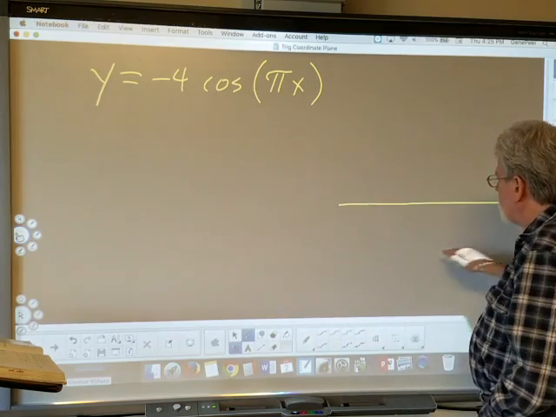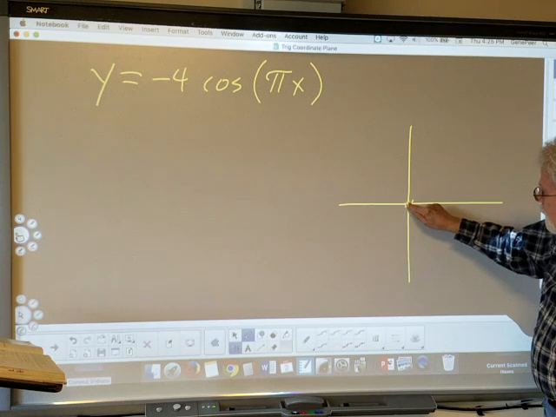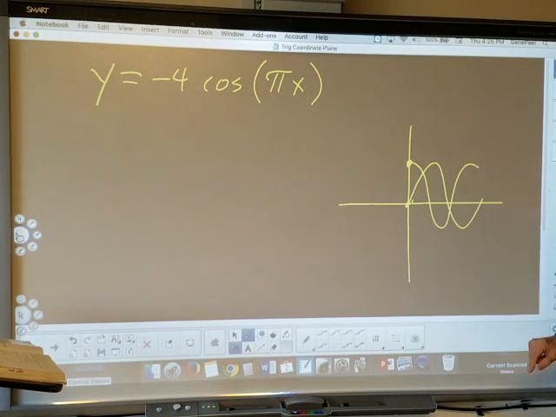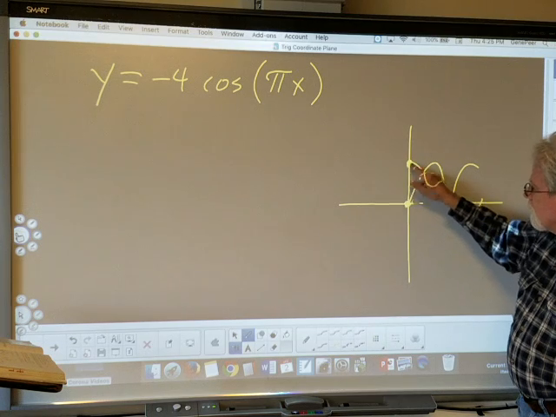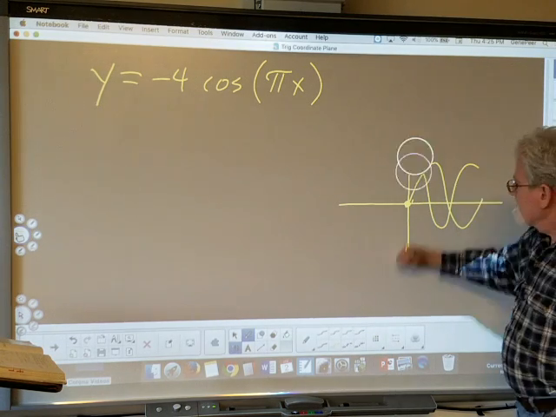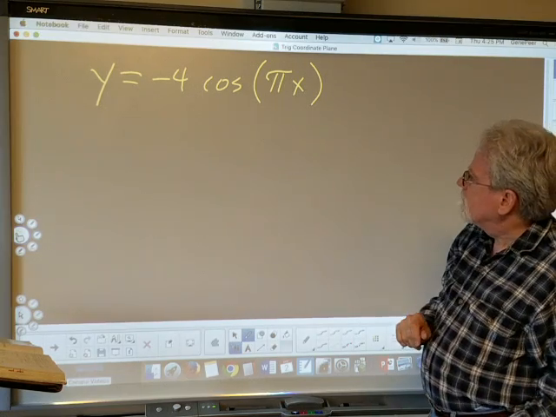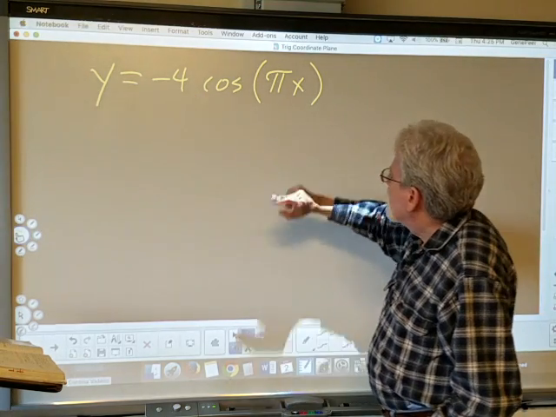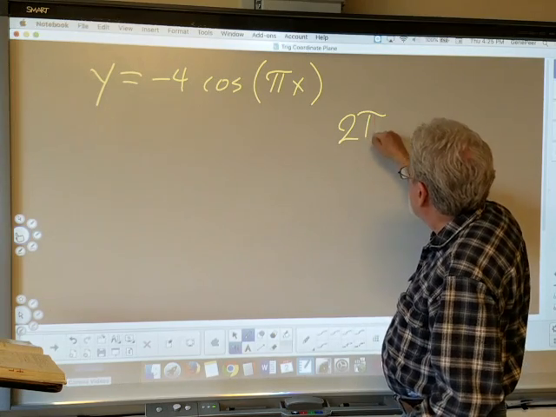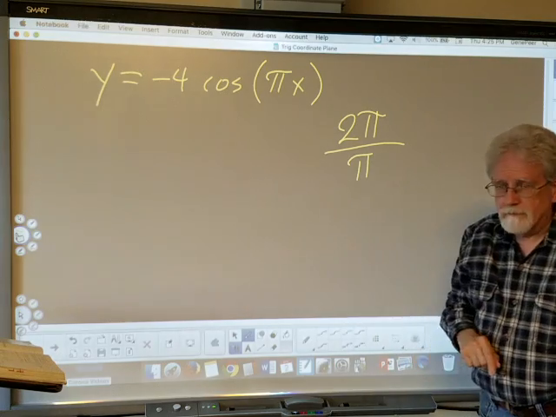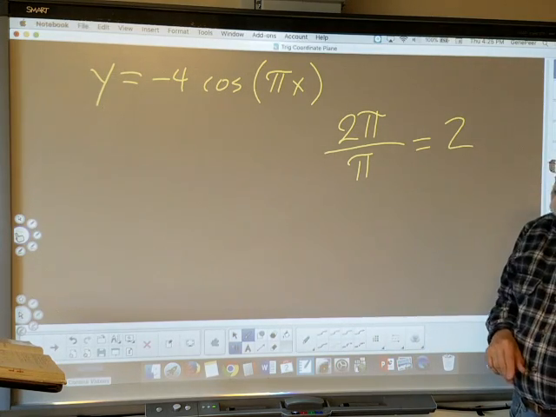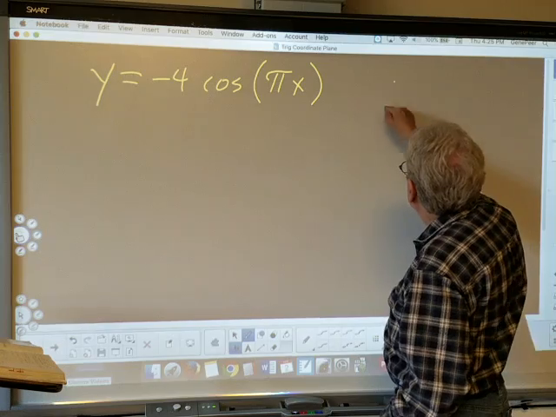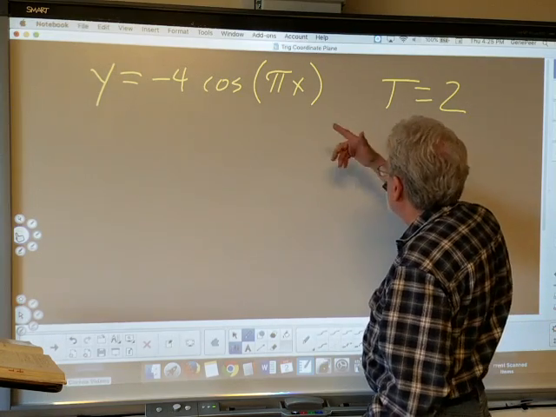Remember what cosine looks like, and it is your job to remember. Sine normally starts here, while cosine starts up here and goes like that. So just remember, sine starts at 0, cosine normally starts at 1. That's from the previous video, so watch that again if you're unsure of how that works. So this is going to be upside down, has an amplitude of 4. What about its period? We'll take 2 pi and divide by pi. So this thing has a period of 2. Now we're ready to sketch it. Period is 2. Amplitude is 4.